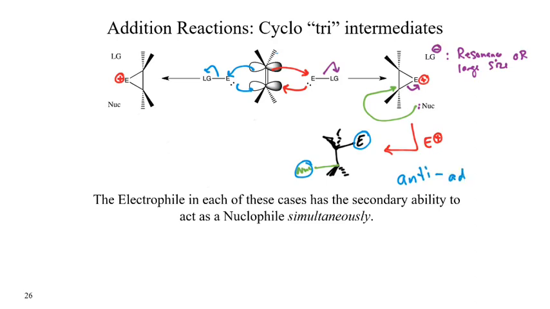This is known as an anti-addition, because the nucleophile and the electrophile were added on opposite sides of our structure. We could also go through that first step, our electrophilic addition, and reference that one as a syn addition, because syn was the action of how it added. They added on the same side of that pi bond.